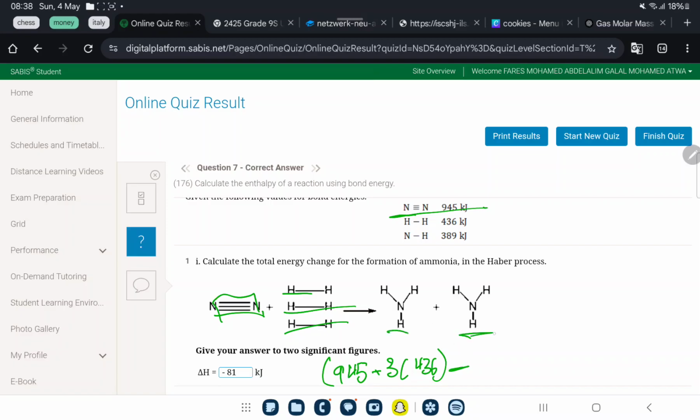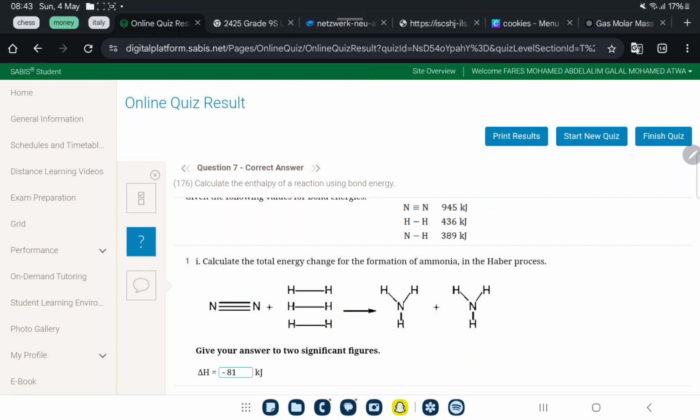We have 2 of the same exact thing, and each one has 3 N–H bonds. So 389. So now you have what you're going to put in the calculator. You put it in your calculator, and you get minus 81 kilojoules.